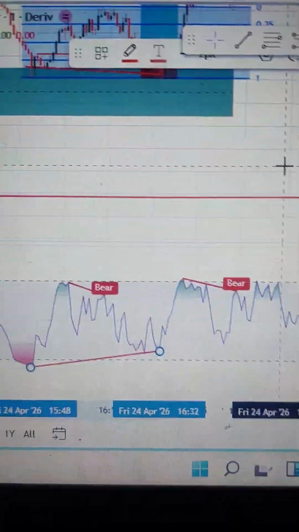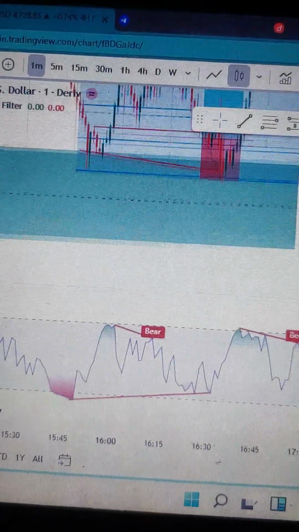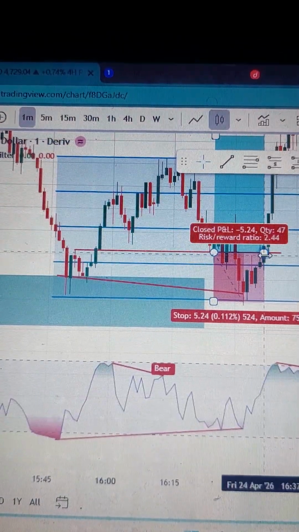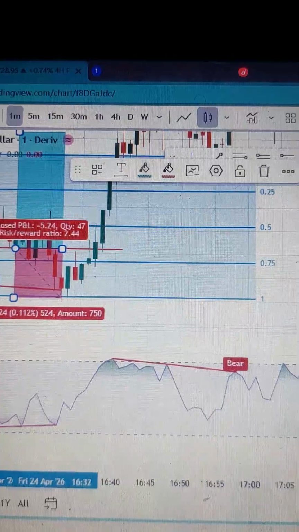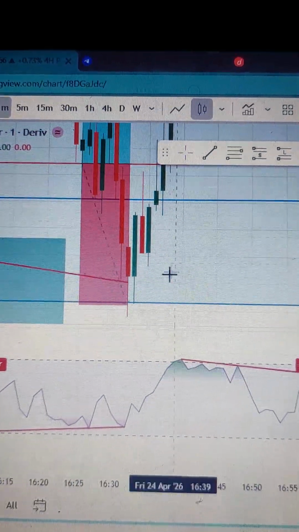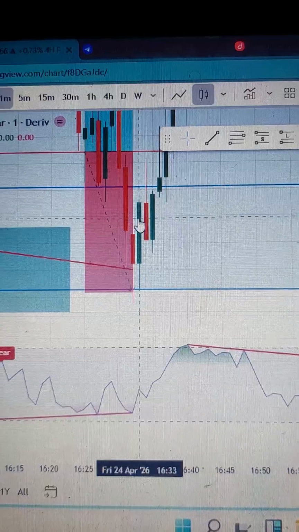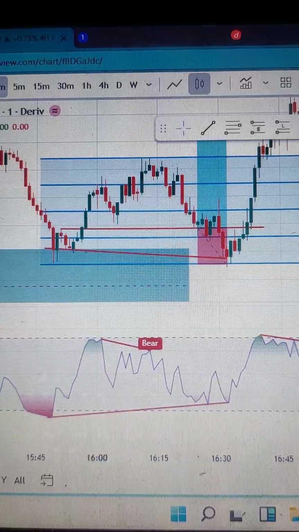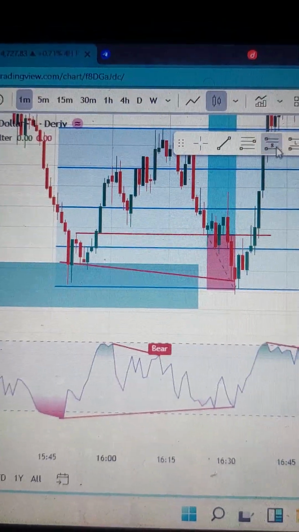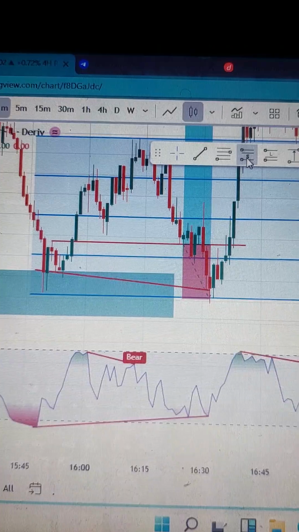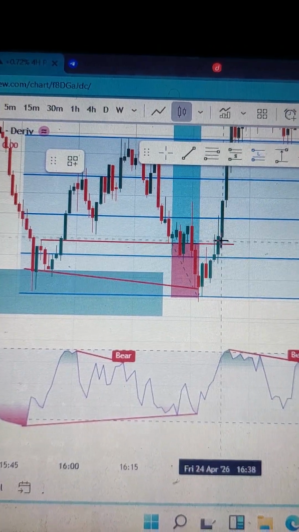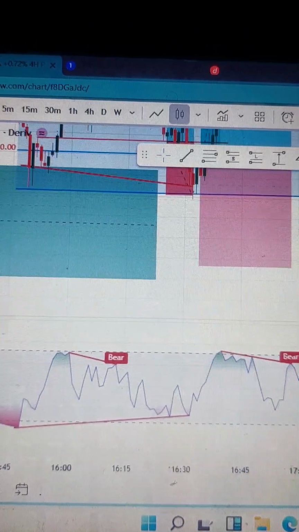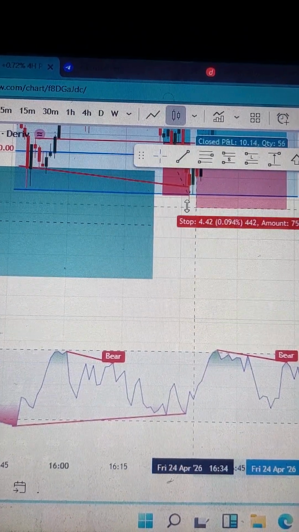That was the divergence, and it became valid the moment I had this bullish engulfing candle in the 1 minute time frame. Ideally my entry was supposed to be there, but I got in a bit late, at around this point here. My entry was supposed to be around here, and then stop loss just below that engulfing pattern.